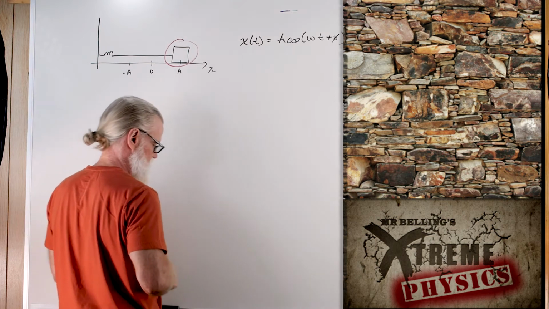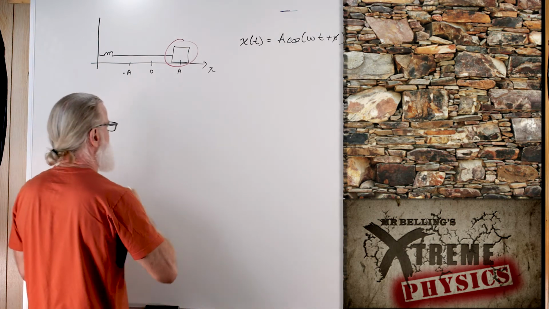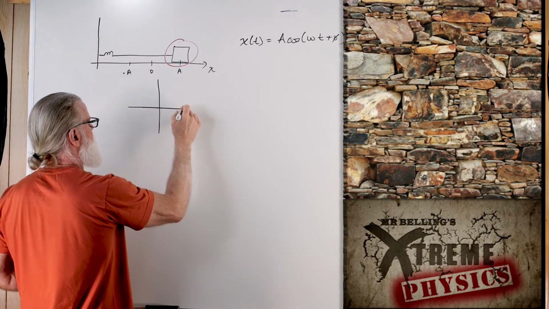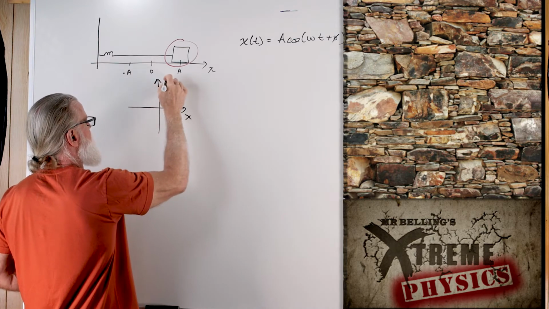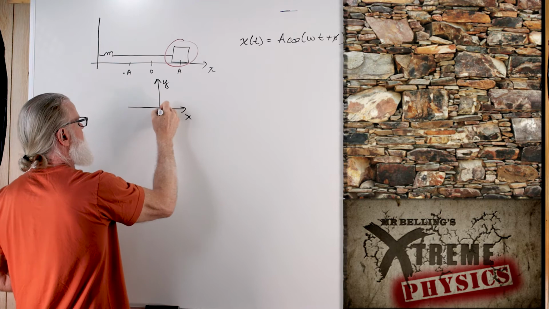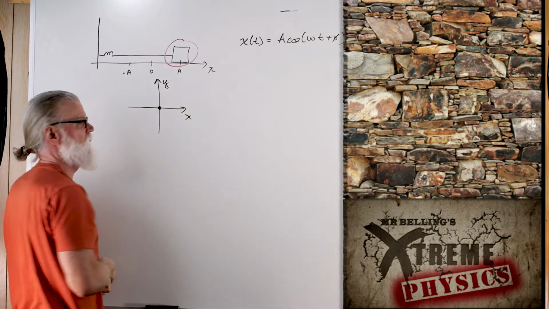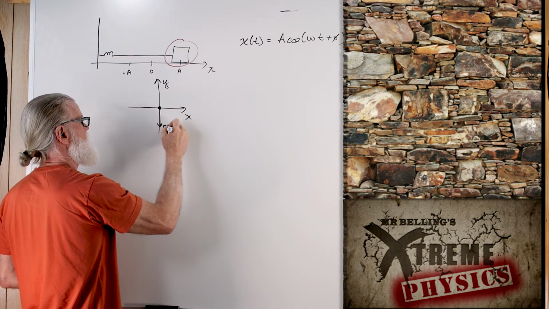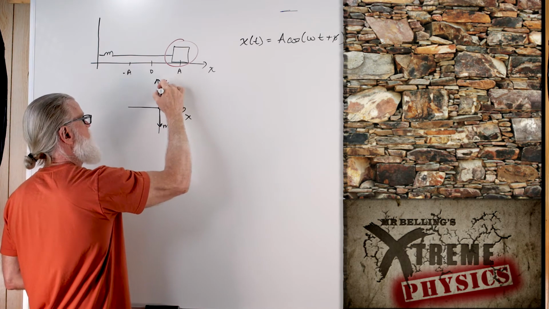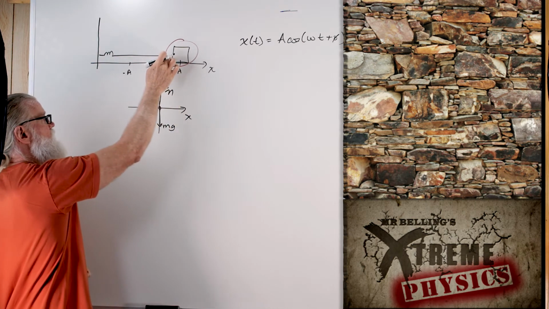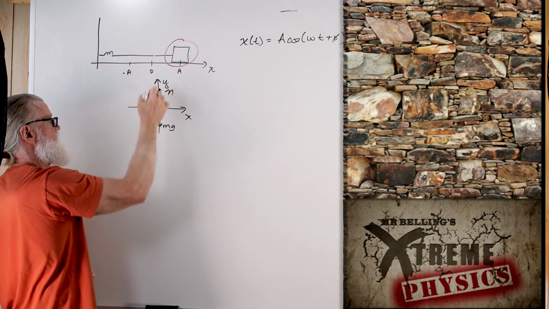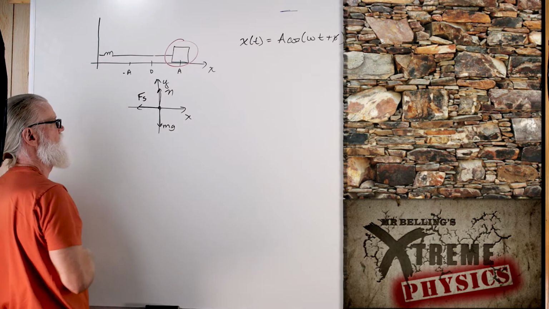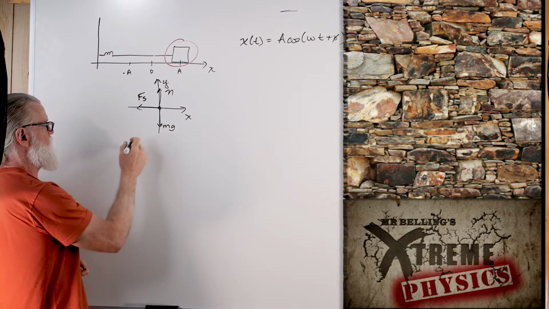Circle the object of interest, and there's our object. To model it as a particle, we've got the weight down, we've got the normal force up, and it looks like we have another contact force. In this case, we have a force of a spring this way. All right, so we can apply Newton's second law.